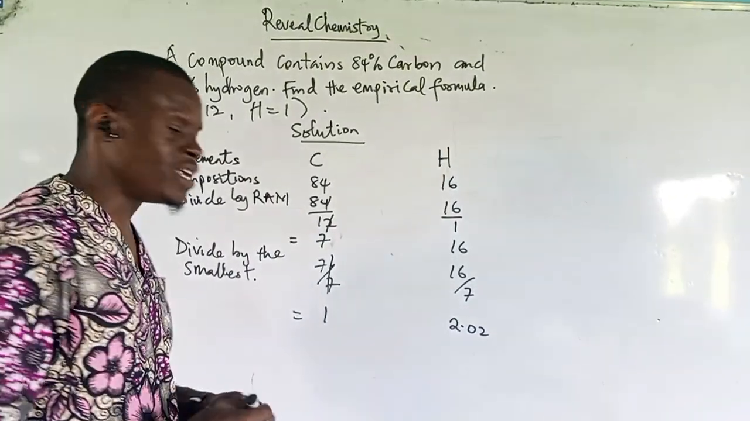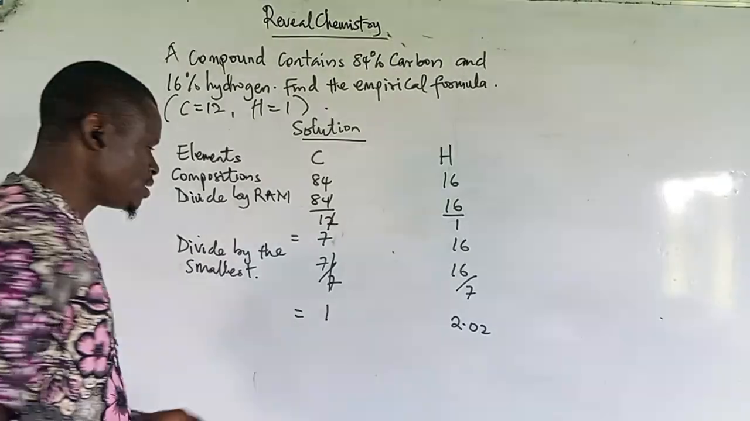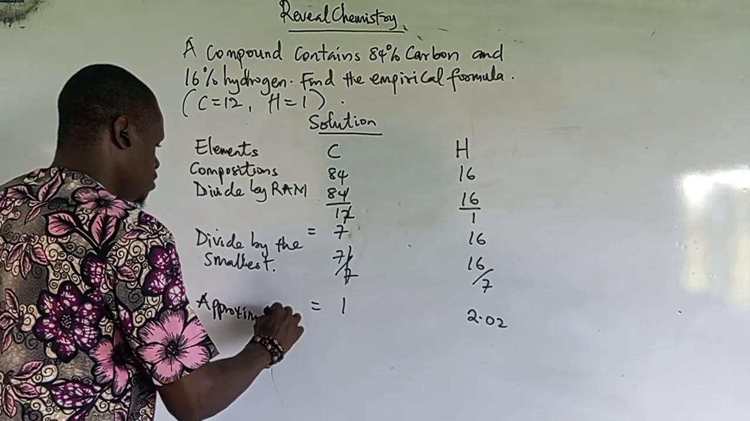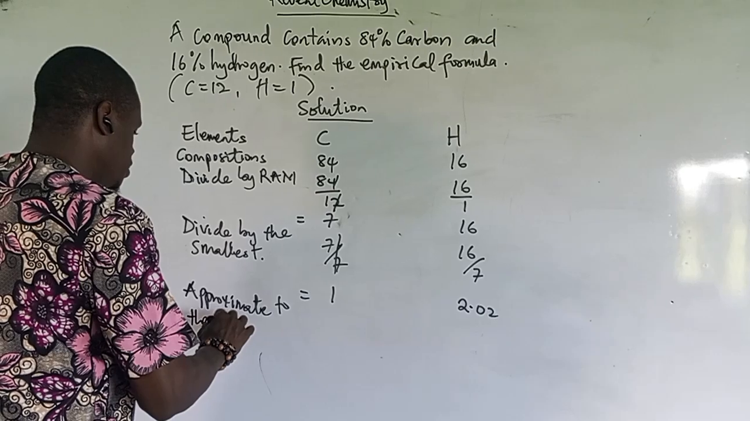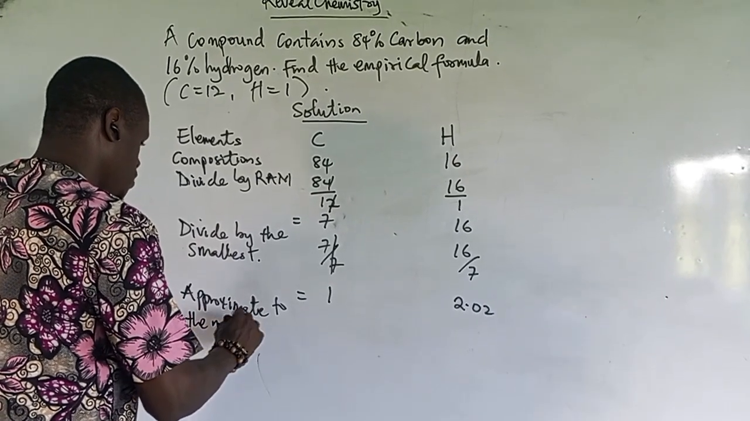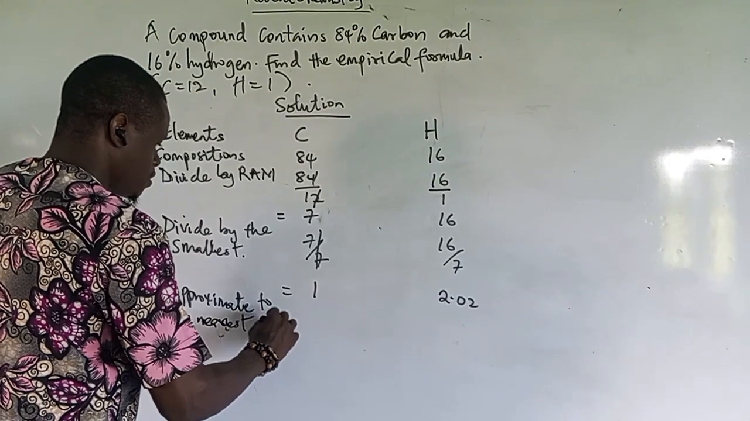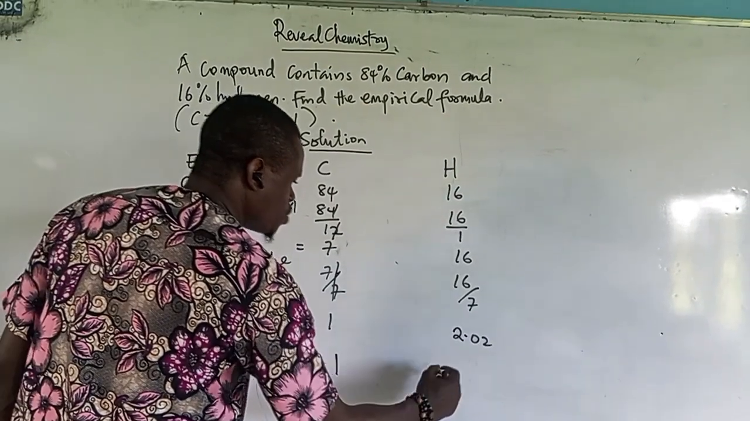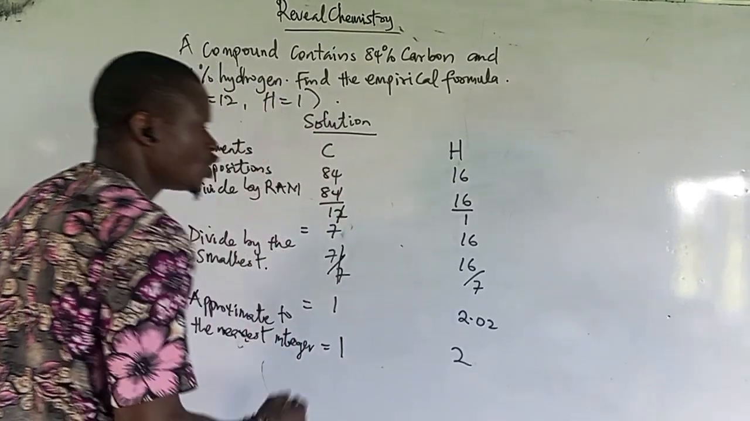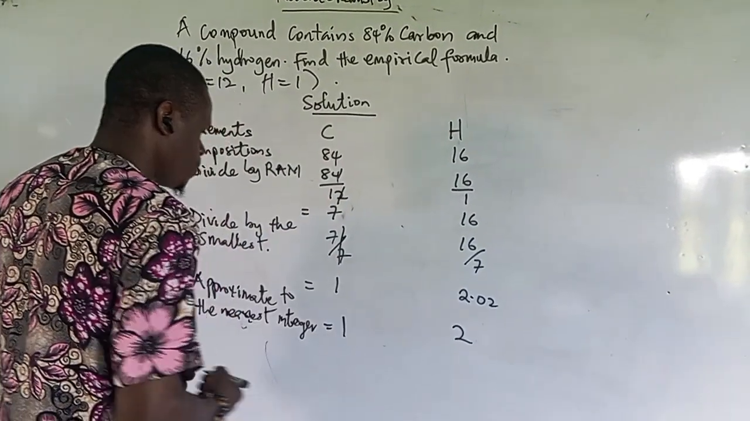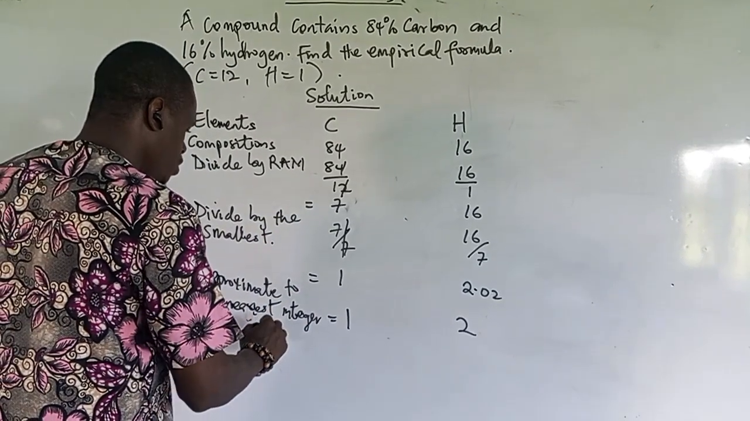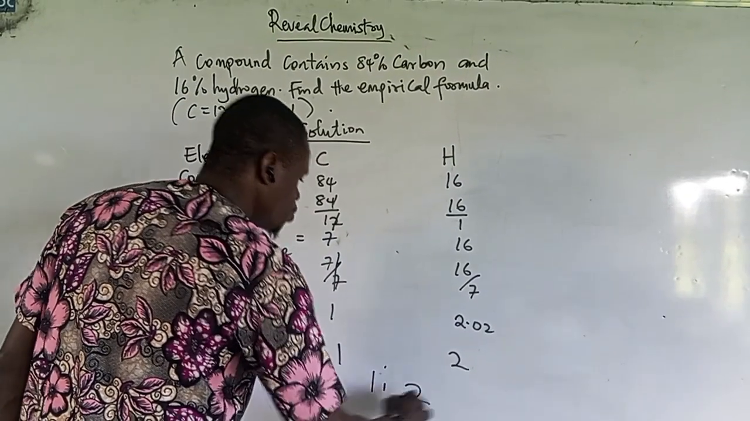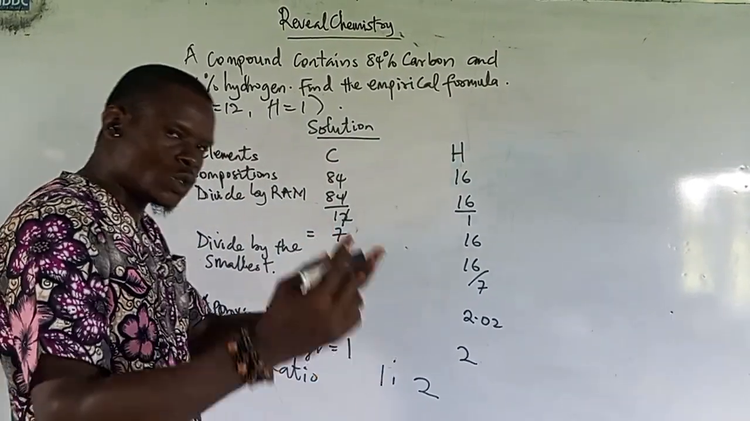Then the next thing on your mind is to approximate to the nearest integer. Approximating, the 1 stays as 1, and 2.0 is equal to 2 as a whole number. So what is the ratio? The ratio is 1 to 2.